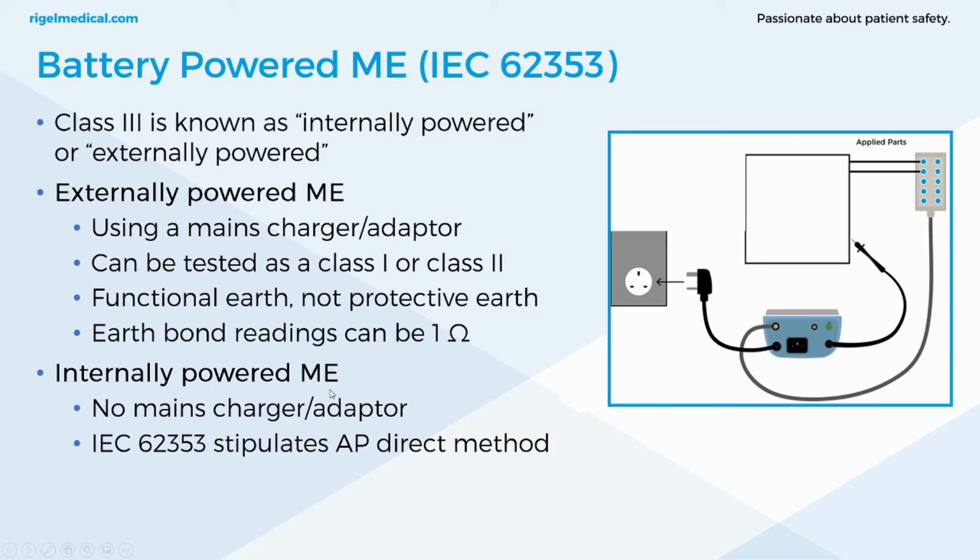Then we've got internally powered medical electrical equipment. This is any equipment that has no mains charger or adapter. IEC 62353 stipulates the AP direct method. And this schematic shows how we can set this up. An earth clip or probe goes onto the enclosure of the device, and then we connect our AP box up as normal. Also, it's powered from the socket.